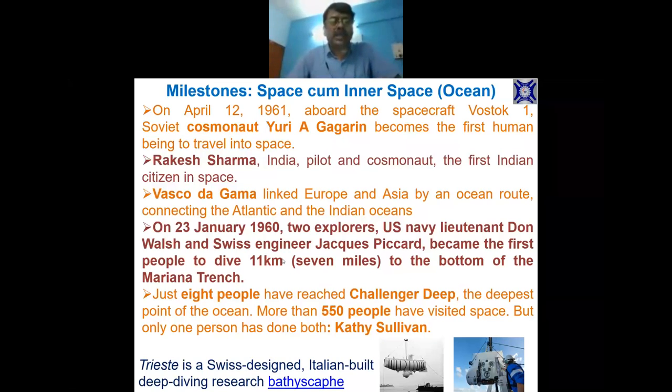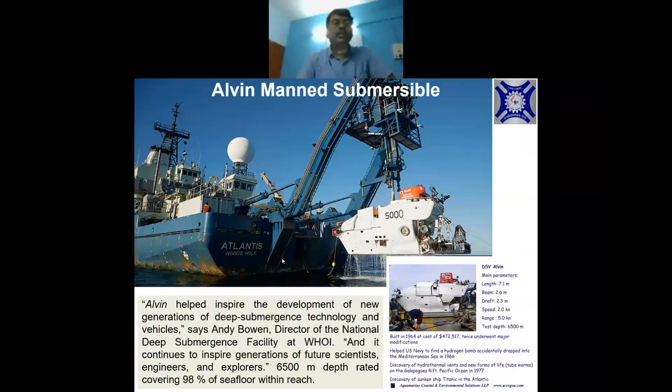And the vehicle in 1960, known as Trieste, is a Swiss-designed, Italian-built deep diving research bathyscaphe, which was designed by Jacques Piccard. They traveled to a depth of 11 kilometers at that time. That vehicle was designed by a Swiss scientist. Then we see that Alvin is the manned submersible.